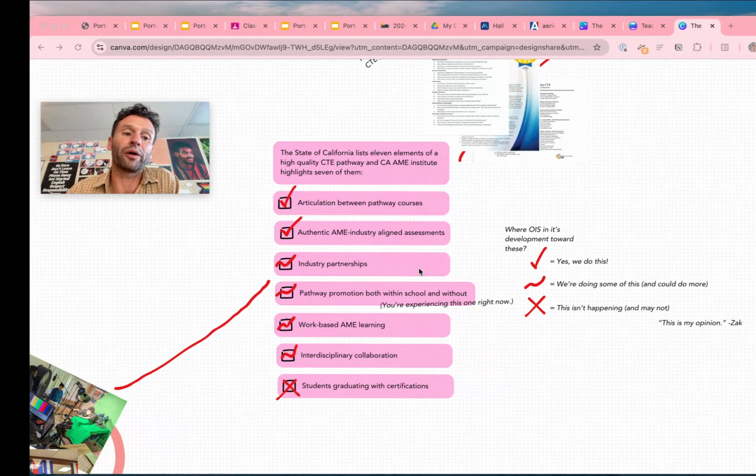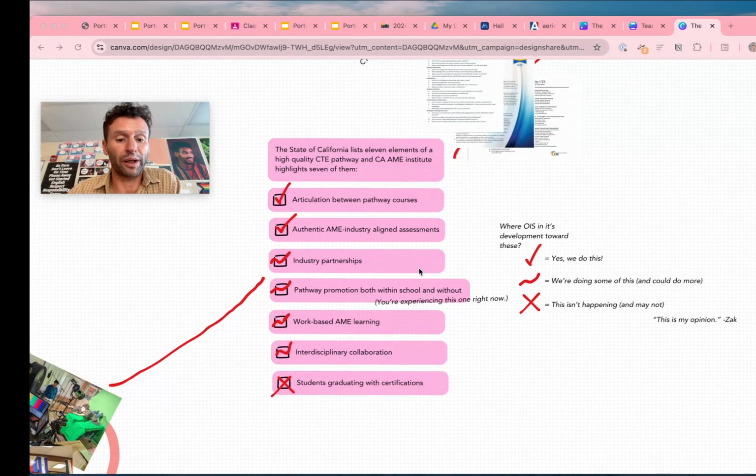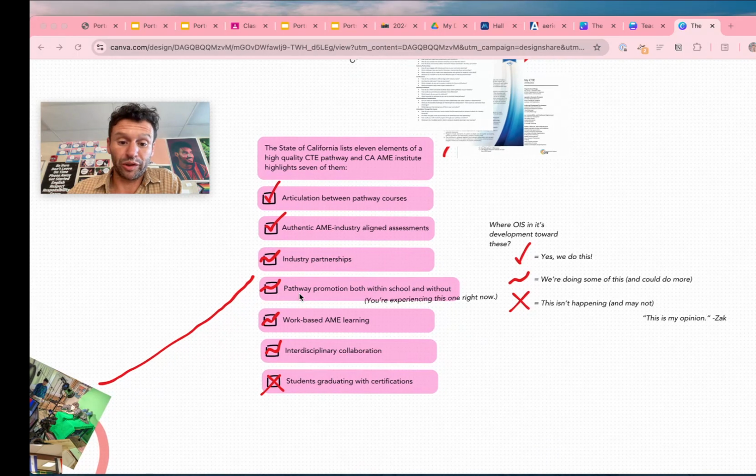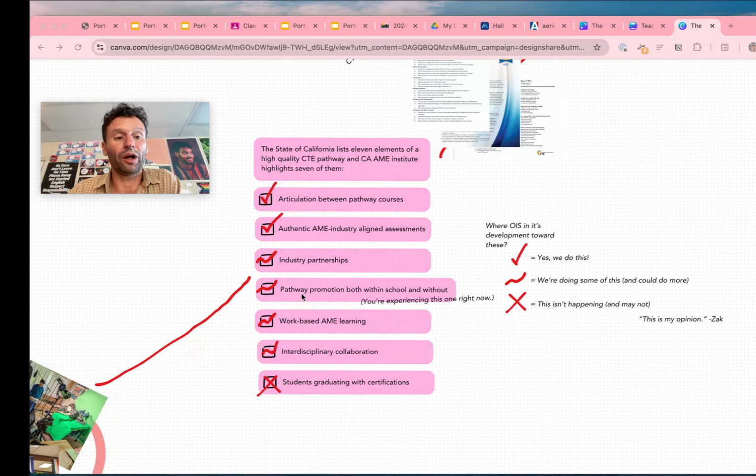We have some industry partnerships, which we can talk about. Pathway promotion, both within the school and without. You are experiencing that right now. This is me promoting the pathway within the school to teachers at the same time that we're doing it to students. And I hope we'll be seeing quite a lot more of this. We're also doing it outside of the school when we do things like downtown galleries and the film festival and so forth.